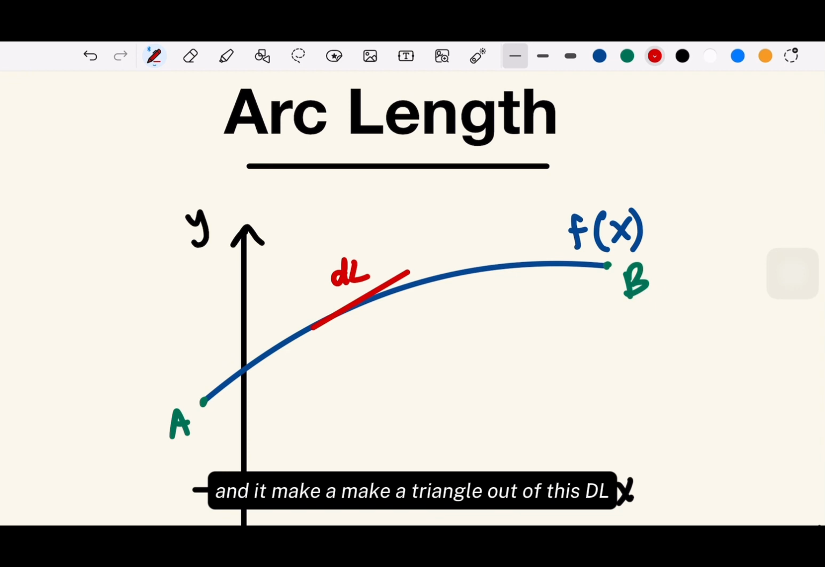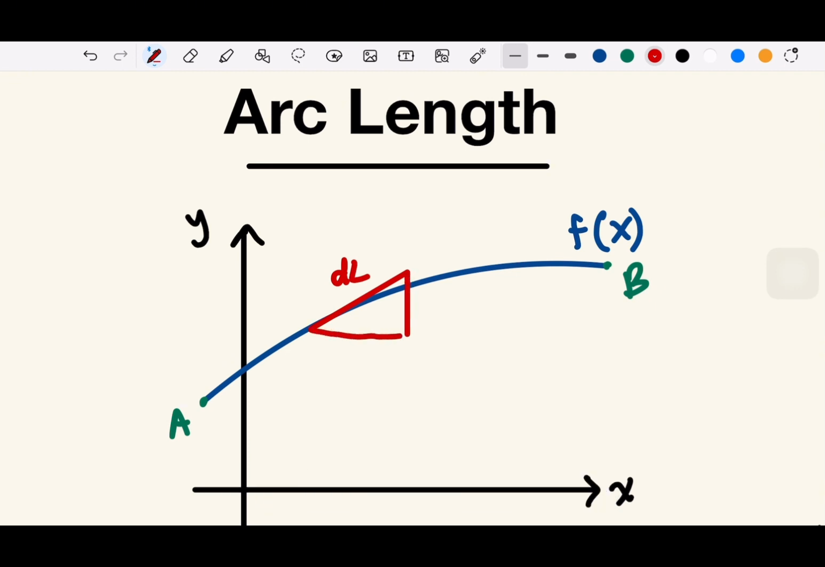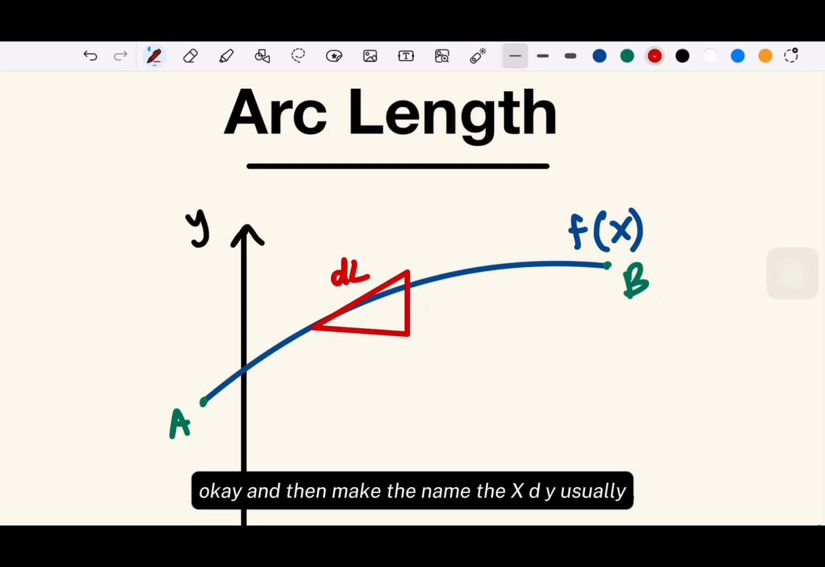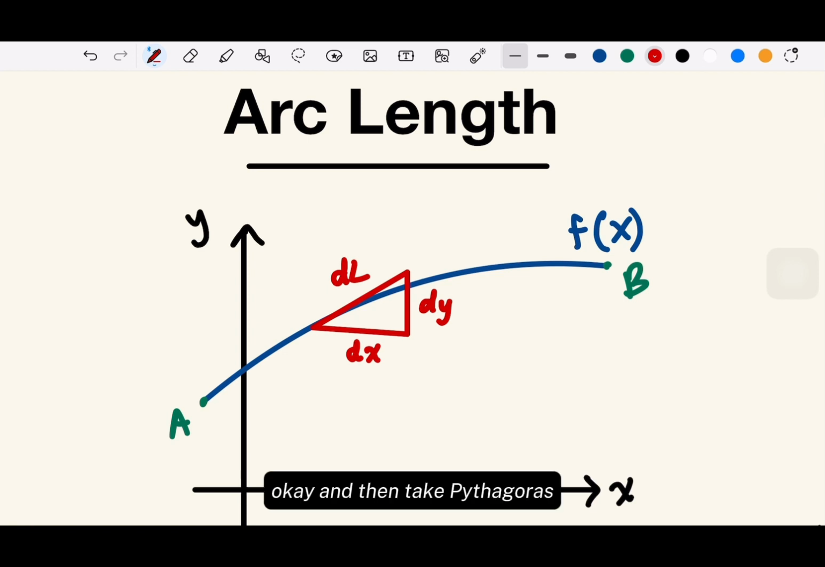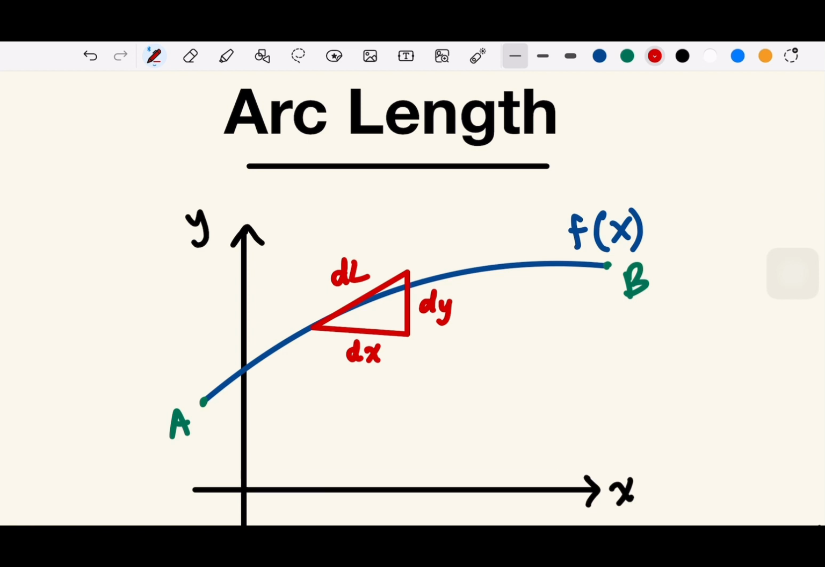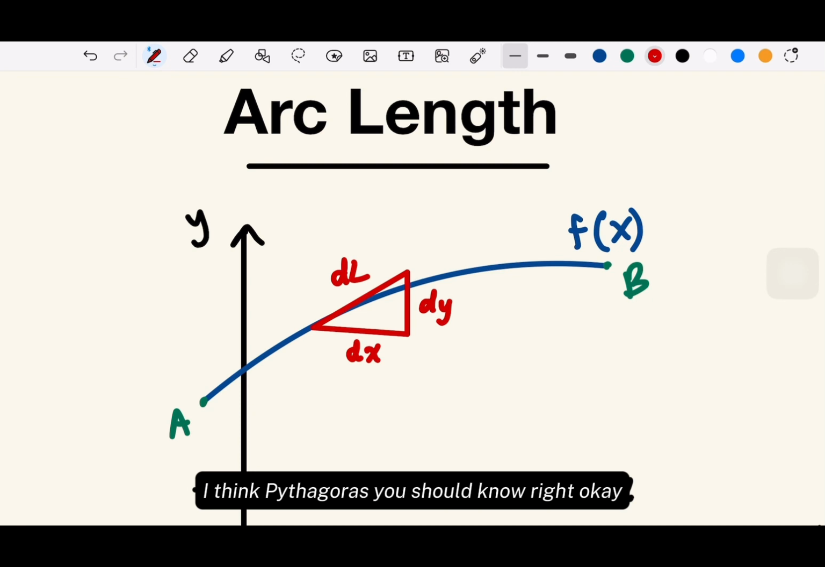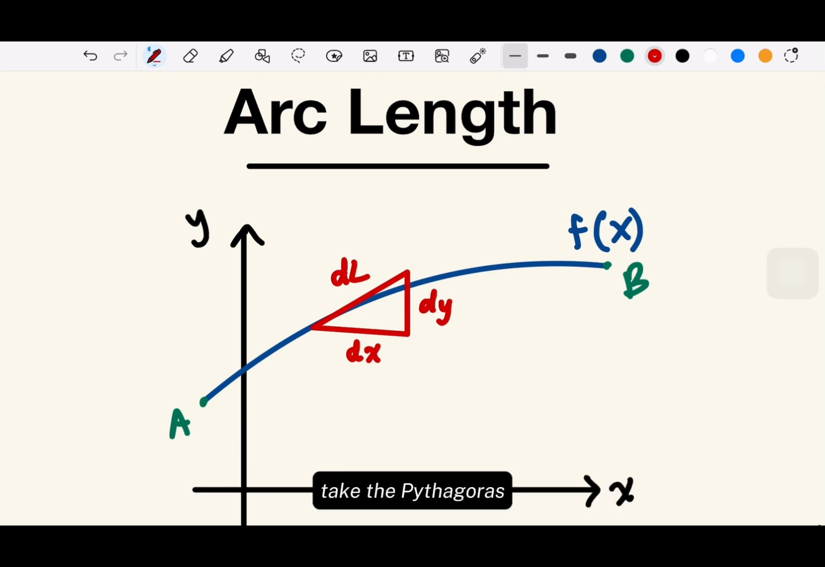And then make a triangle out of this dl. Right triangle like that. Okay? And then make the names dx, dy. Usually if you see any d in the variable or in the symbol, it means that it's very small, right? It's very small in calculus. Okay, and then take the Pythagoras. I think Pythagoras you should know, right? Okay? Take the Pythagoras.